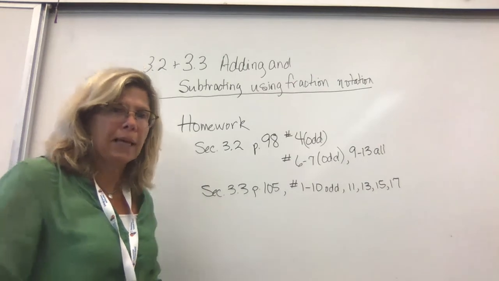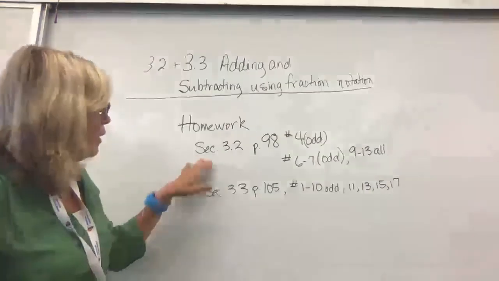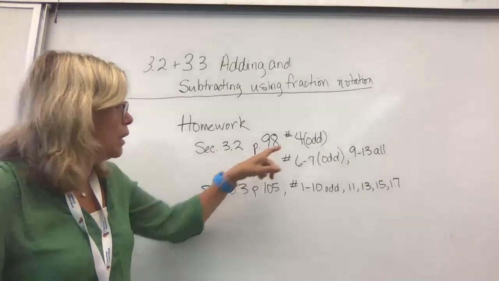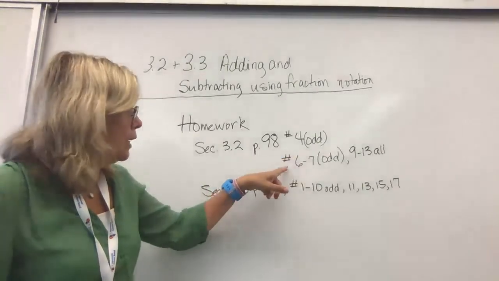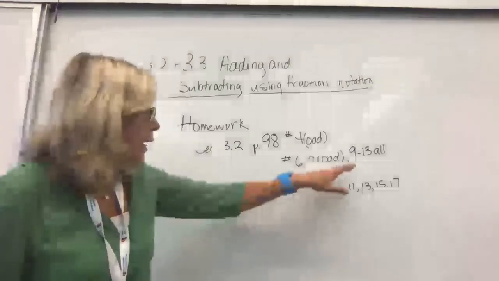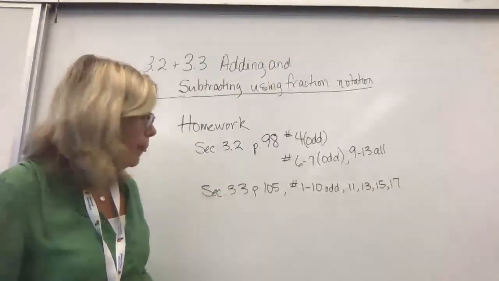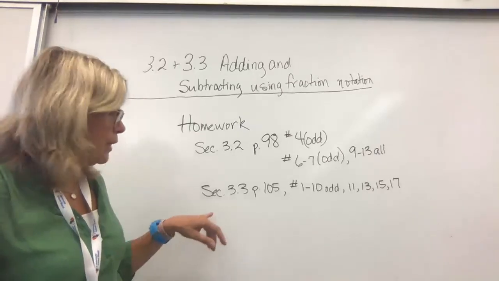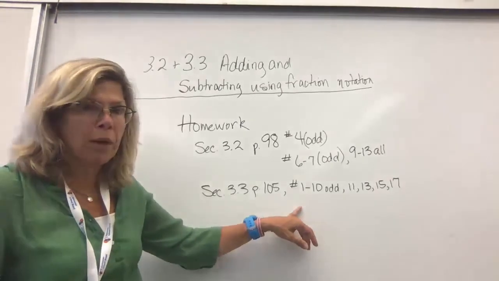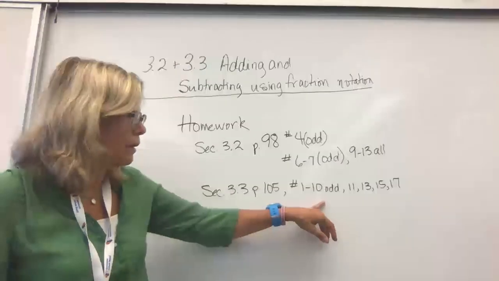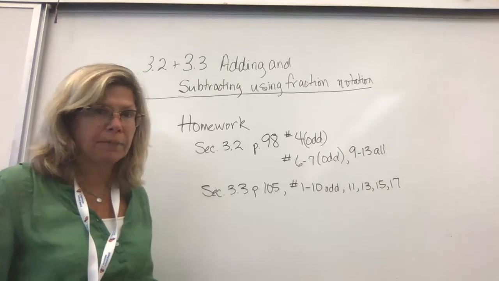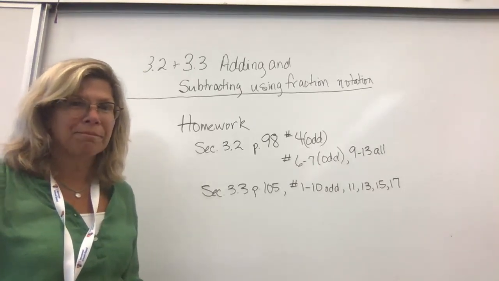Okay, one last thing. I want to give you the homework. It's section 3.2, page 98. Number 4, the odd ones. Numbers 6 to 7, also the odd ones. And then 9 to 13, all. And then section 3.3, page 105, numbers 1 to 10, odd, 11, 13, 15, and 17.